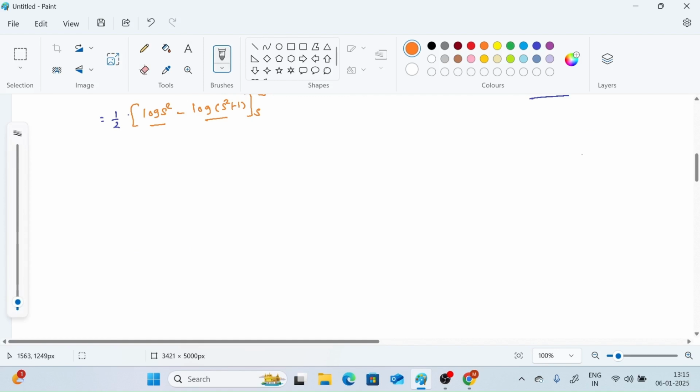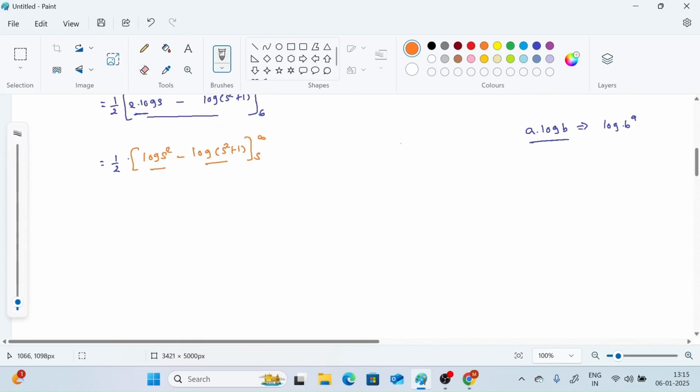After this I can write 1 by 2. I'm going to apply the formula log a minus log b equals log of a by b. So 1 by 2 log of s square upon s square plus 1, from s to infinity.